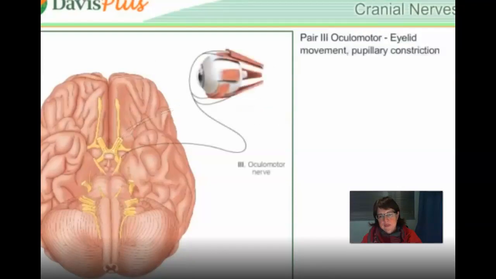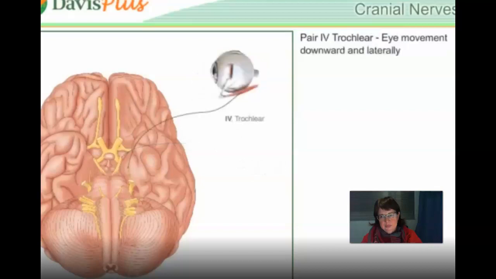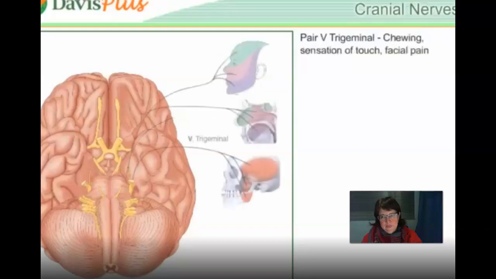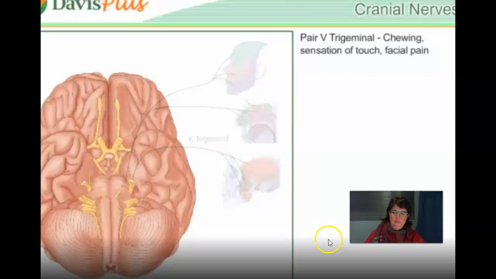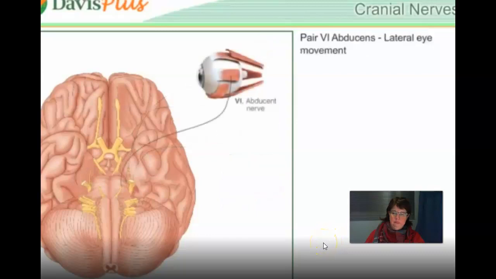Pair 3, the ocular motor nerve. The ocular motor nerve stimulates eyelid movement and pupillary constriction. Pair 4, the trochlear nerve. This nerve directs downward lateral eye movements. Pair 5, the trigeminal nerve. The trigeminal nerve manages chewing, the sensation of touch, and facial pain. Pair 6, the abducens nerve.